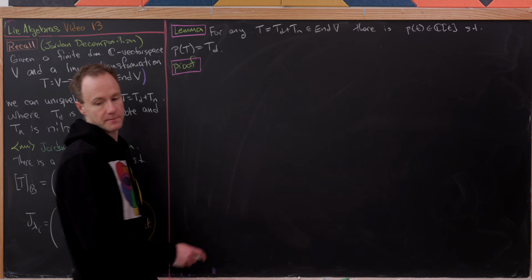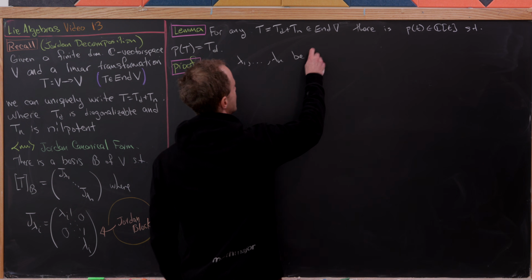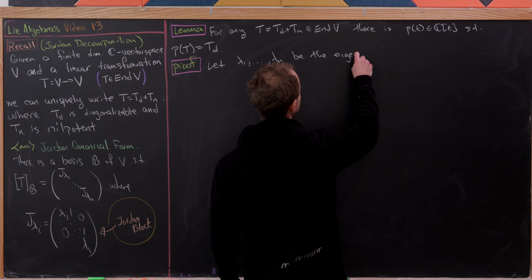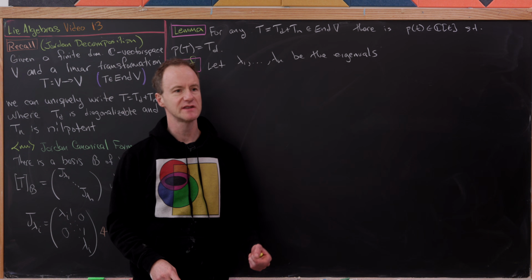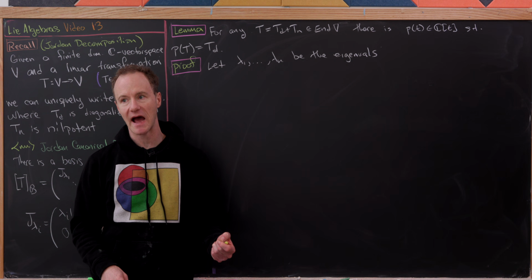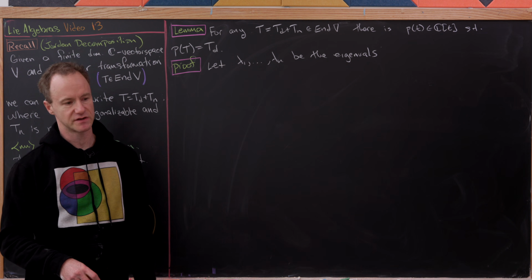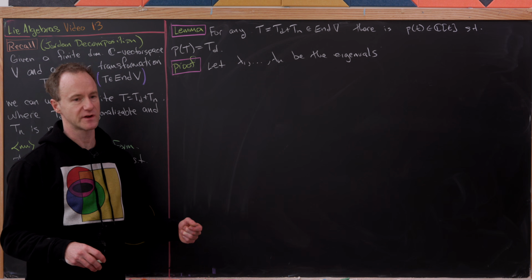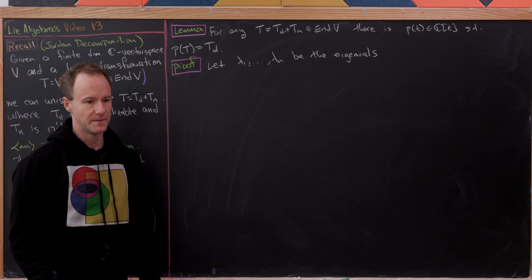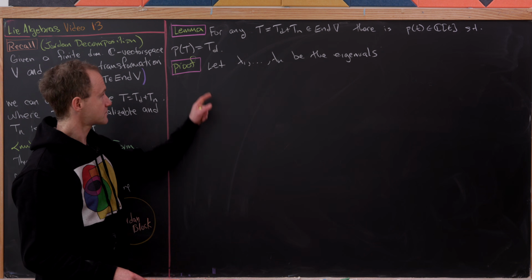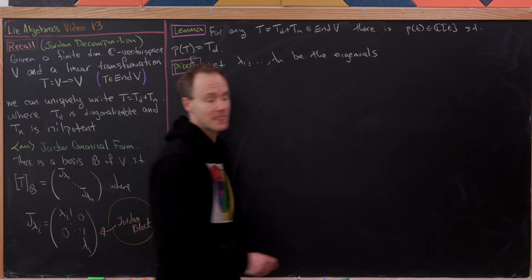Okay, so let's go for it. So let lambda 1 through lambda n be the eigenvalues. And I guess I should have said that over here, these lambdas are actual eigenvalues. It just turns out that you get at least one eigenvector for each of them, but you might get a bunch of generalized eigenvectors as well. It's kind of depending on the difference between the geometric dimension and the algebraic dimension of the eigenspace. Okay, so anyway, now let's let lambda 1 through lambda n be the eigenvalues of T.